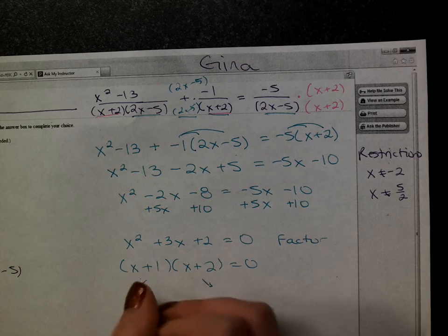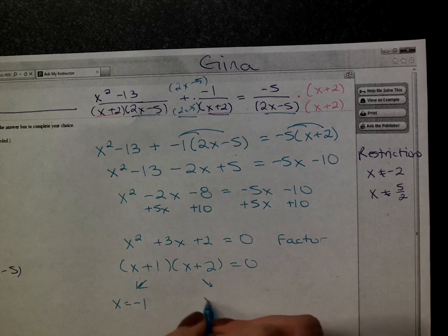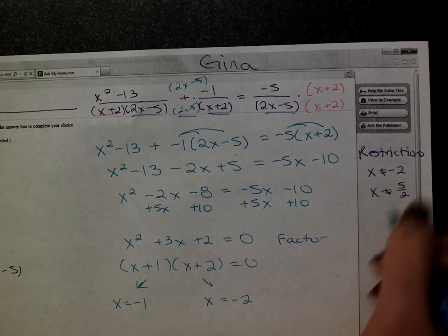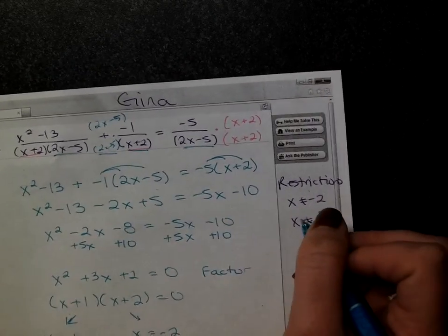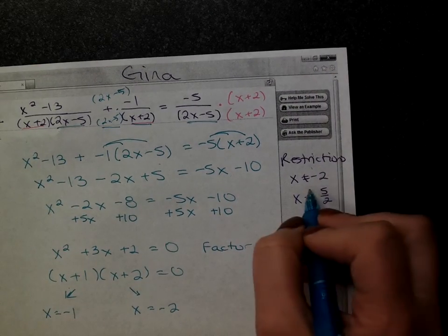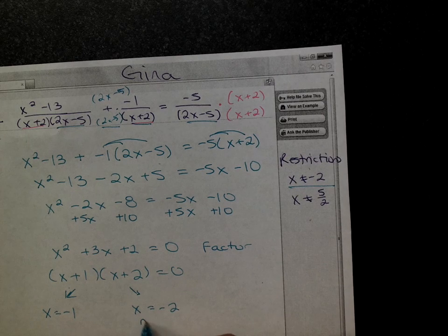So I get two answers. X equals negative 1, x equals negative 2. Negative 2 is one of my restrictions, so that is not a valid answer. So x equals negative 1 is the only answer.